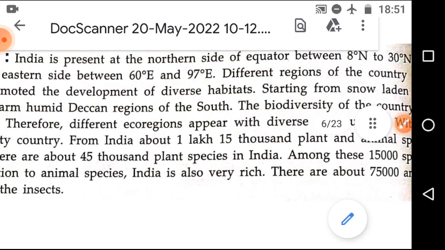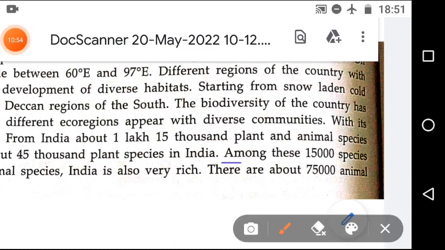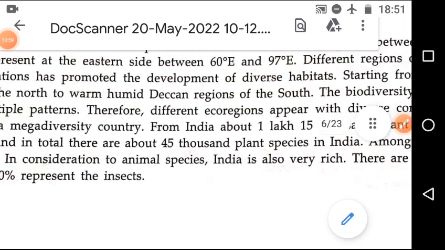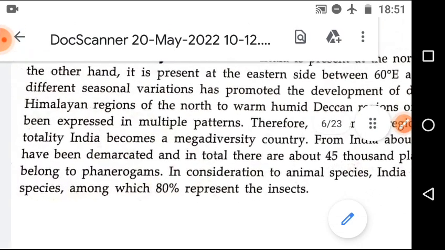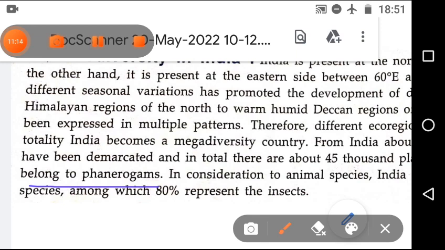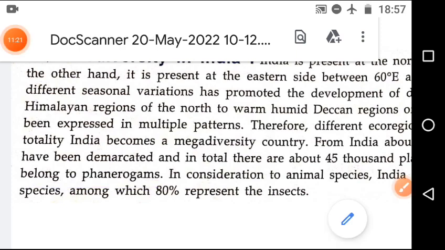Now it is saying that among these, 15,000 species belong to the phanerogams. What do you mean by phanerogams? Let's see if you know or not. Phanerogams. So let's understand about the phanerogams.